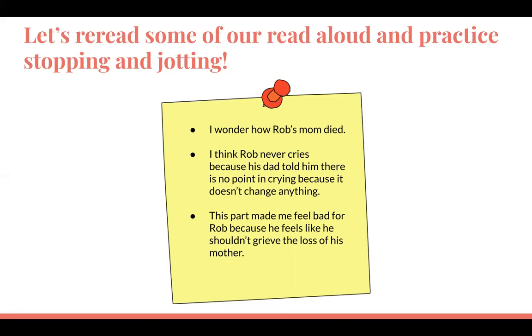Not once. So as a reader, I'm going to pause and think about this for a second. Thinking about how Rob, now because of that moment, never cries. Never. So I stopped and jotted the note. I think Rob never cries because his dad told him there's no point in crying because it doesn't change anything. So as the story goes on, anytime Rob feels super emotional, he never cries, just because he remembers back to that moment that his father told him, well, it doesn't change anything, so why do it? All right, we'll read a little bit more.